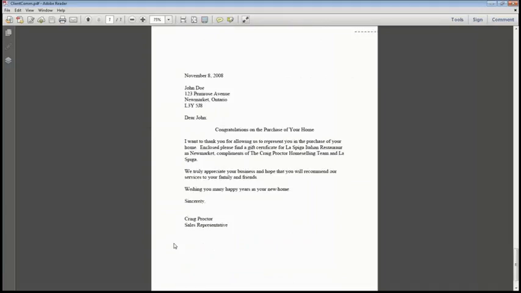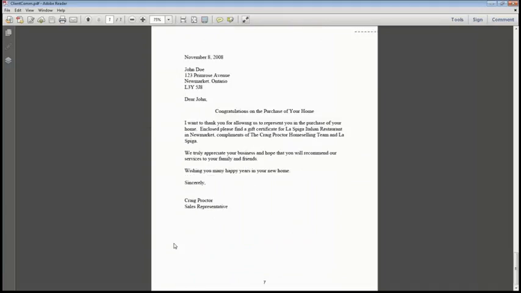Page number 7. This is our final page in this attachment. This is a congratulations letter for buyers. Congratulations on the purchase of your home. I want to thank you for allowing us to represent you in the purchase of your home.